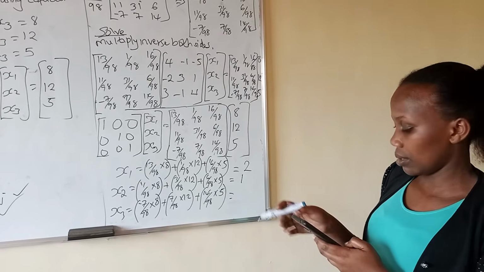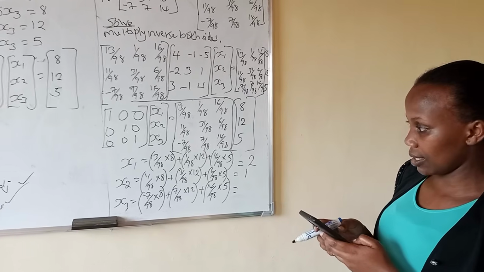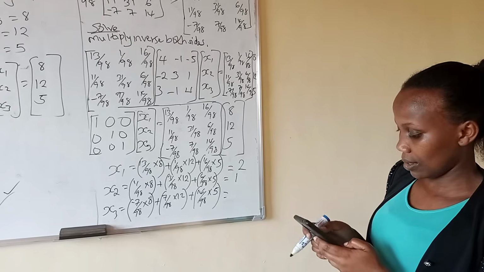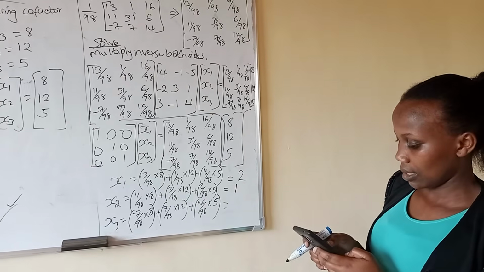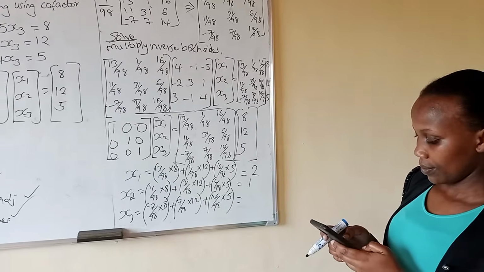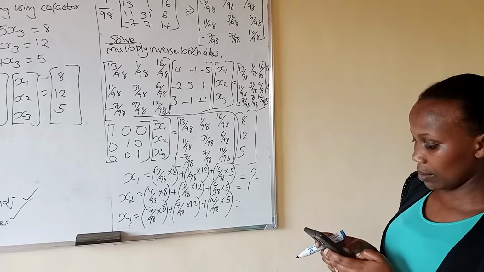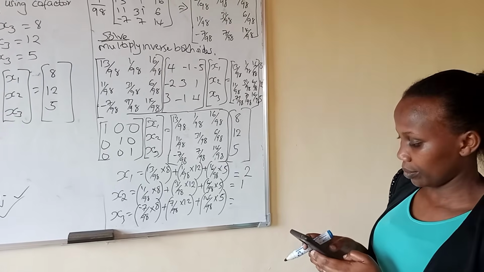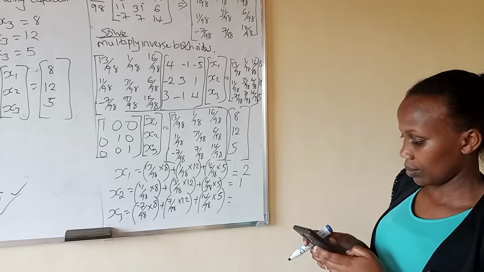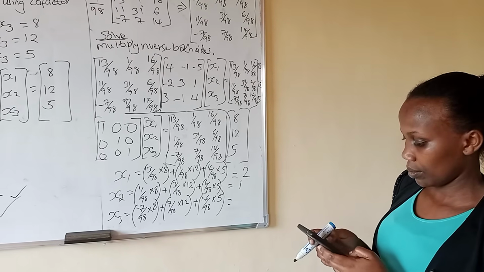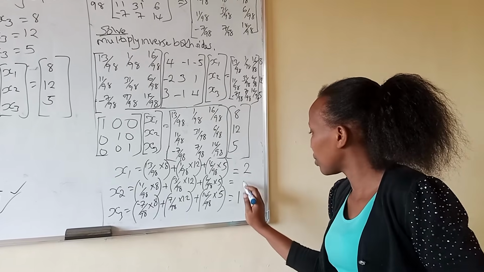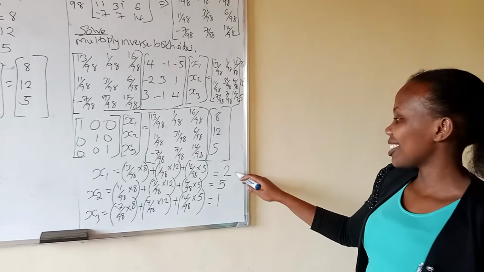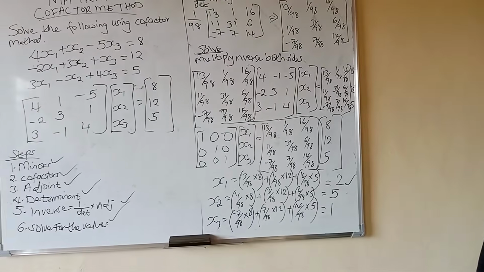And now x3: negative 7 divided by 98 times 8, 7 divided by 98 times 12. So, I'm sorry, this one is supposed to be 1 and the value of x2 is supposed to be 5. So those are the values that you're going to get.